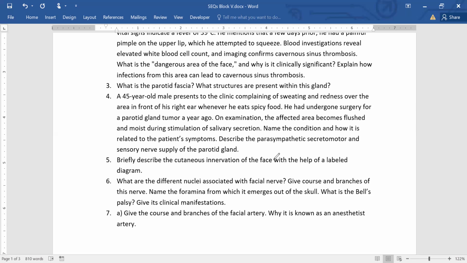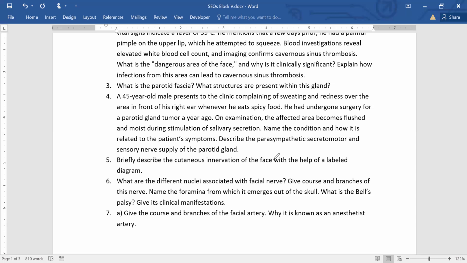And describe the parasympathetic, secretomotor, and sensory nerve supply to the parotid gland. So again, this is a favorite question of the examiner, that you have to describe the parasympathetic secretomotor supply of the parotid gland.